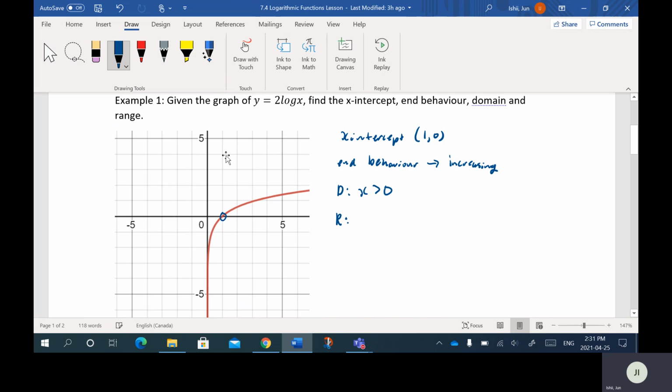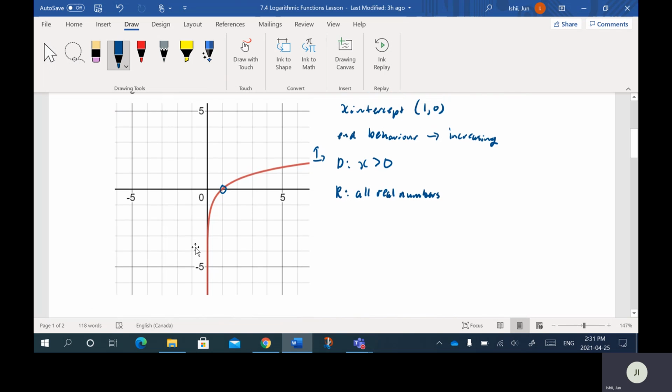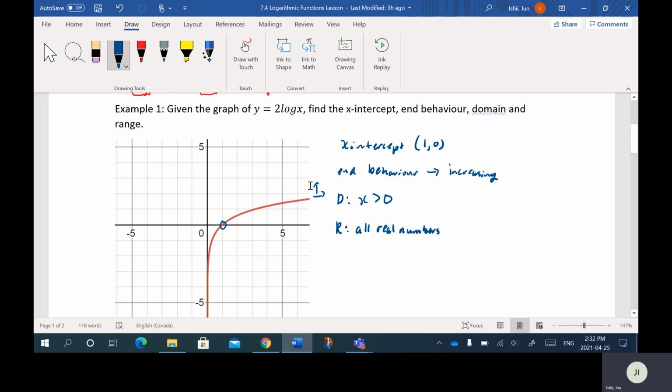Now the range, again, is a scanner if we go up and down. You notice that this tail goes down forever. And this looks like it does level off, but it actually does still go to the right forever, and it also goes up forever. So if it goes down forever and up forever, the range here would be all real numbers. Cool. So that's basically the four things that we want to pick out of this graph. The x-intercept is at 1, end behavior is increasing, domain is x is greater than 0, and range is all real numbers. Okay, so that's for this function here.